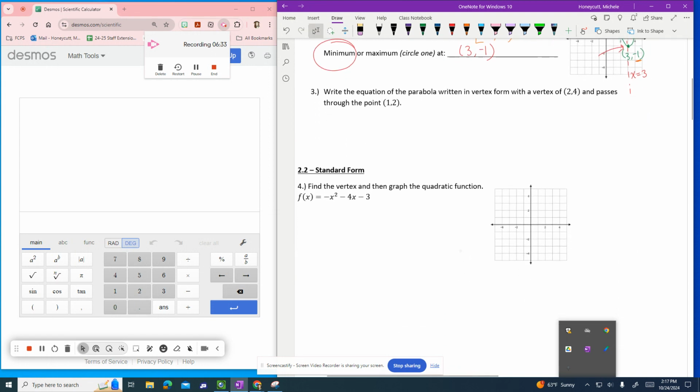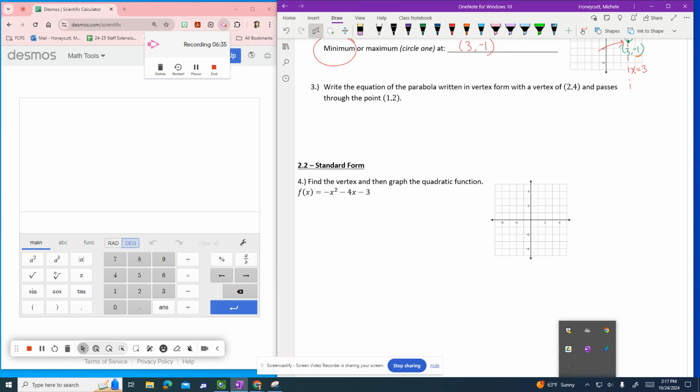For number 3, we have to write an equation of the parabola written in vertex form. Vertex form is y equals a(x minus h) squared plus k. And so if we're going to write it in vertex form, we need to have a number substituted in for a, for h, and for k. Well, the problem already told us the vertex. The vertex is (h, k). And then if we substitute in h and k, we have y equals a(x minus 2) squared plus k, which is 4.